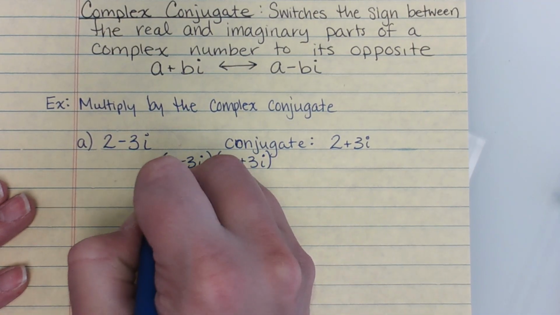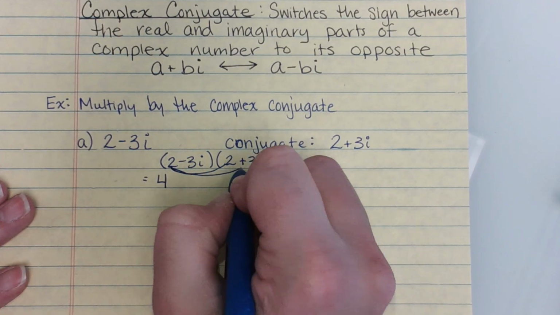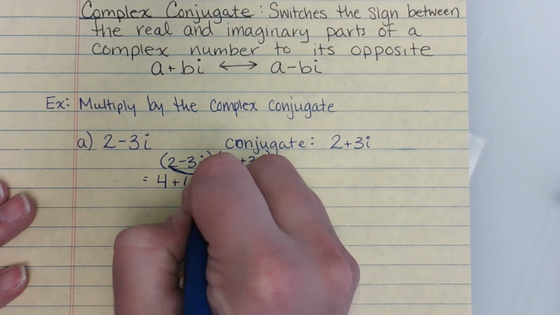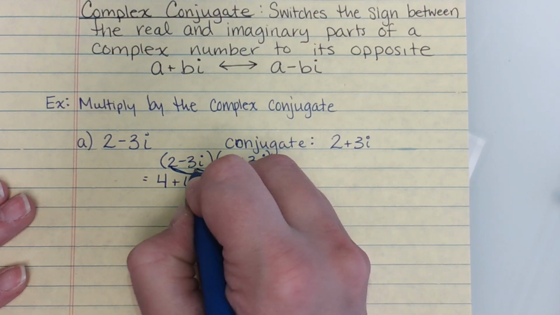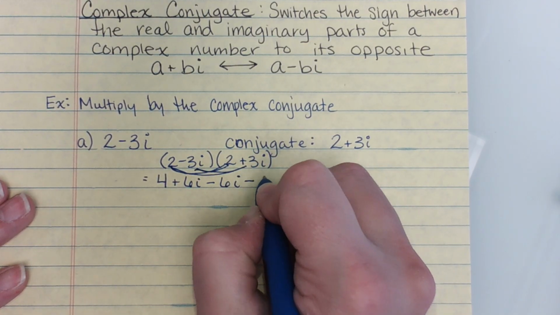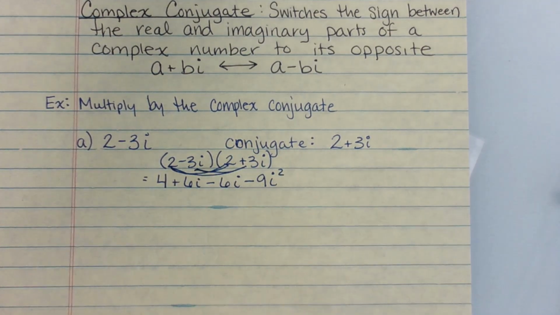2 times 2, 4. 2 times 3i, 6i. Negative 3i times 2, negative 6i. Negative 3i times positive 3i is negative 9i squared. Caleb, what would you have me do next?